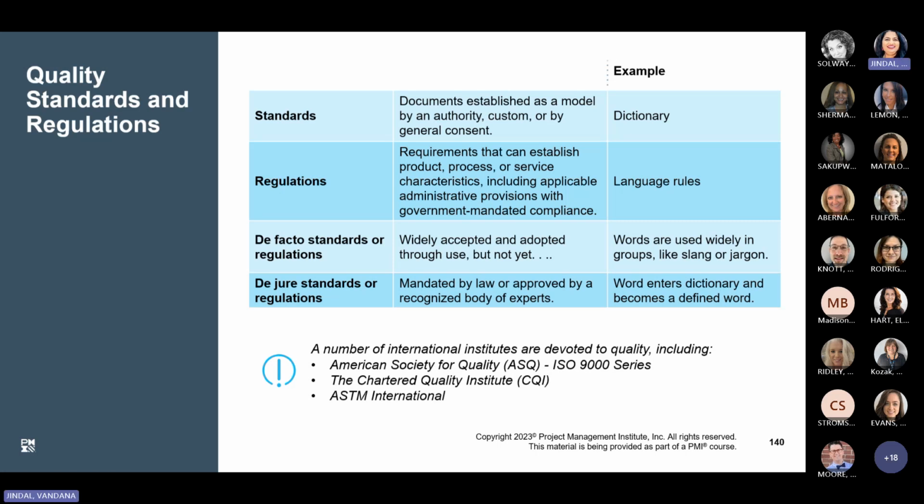Okay, so here we have, of course, the quality standards that need to be met and managed throughout the project. So we have a definition for standards and regulations. A standard is a document that is established by an authority. It could be a general concept as a model, for example. Standards are typically voluntary guidelines or characteristics that have been approved by a recognized body or decided by your organization. Regulations are requirements that are imposed by government bodies, and these requirements can establish product, process, and service characteristics, and applicable administrative provisions that have government-mandated compliance.